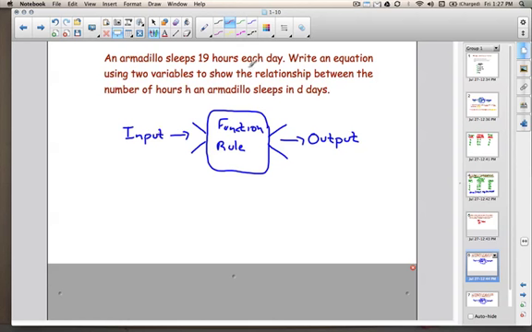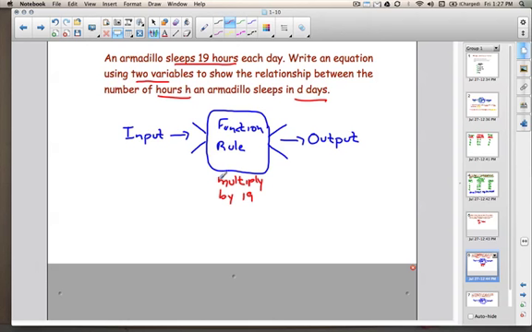So we know that an armadillo sleeps 19 hours each day. And we know that we're going to use the two variables, and it says H for hours and D for days. And we need to show the relationship between H hours and D days. And then we know that an armadillo sleeps a total of 19 hours every single day. Well, 19 is the function. That's the thing that's going to happen every single time. So that means that we're going to multiply by 19 here inside the function machine. And we need to figure out what the input is going to be and what the output is going to be.